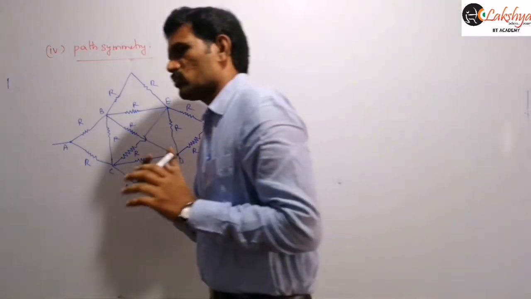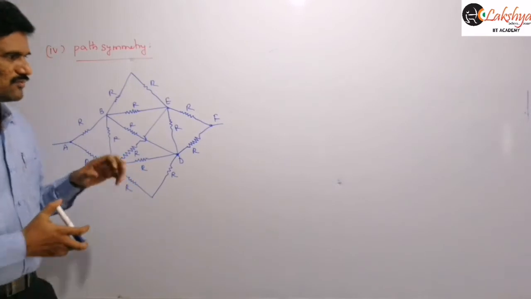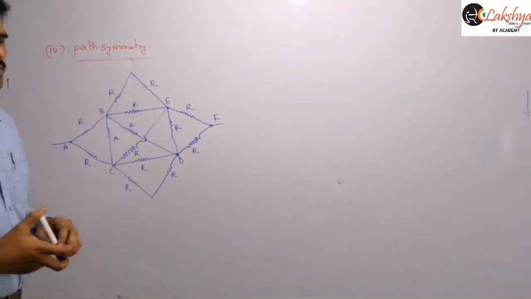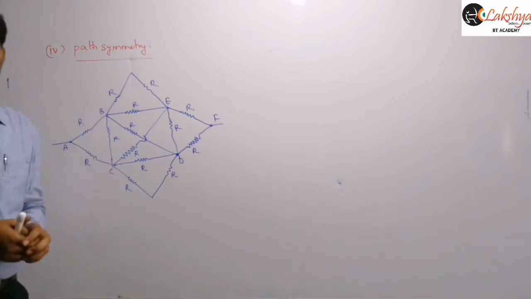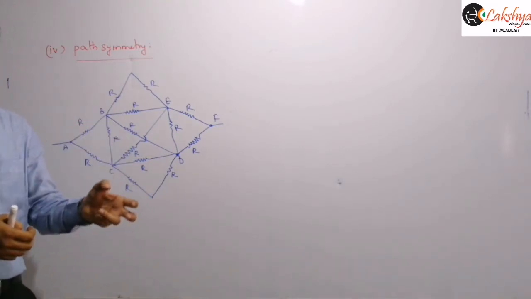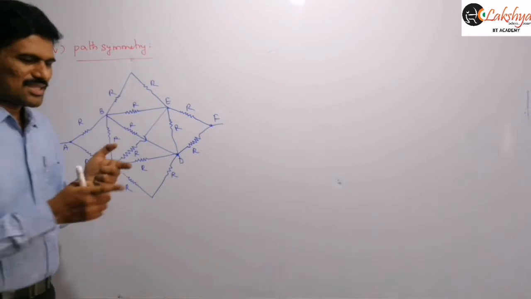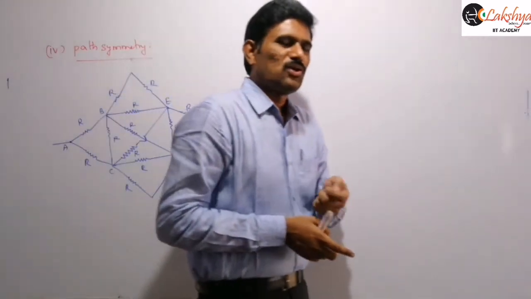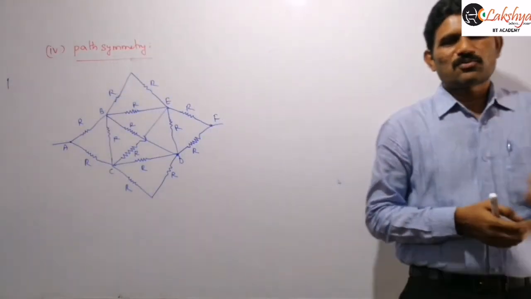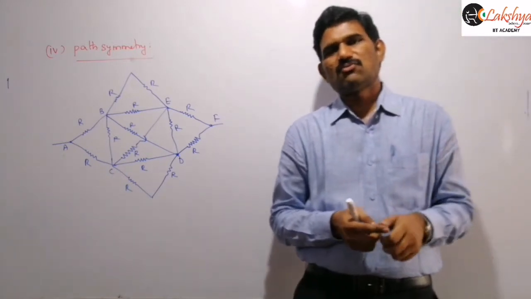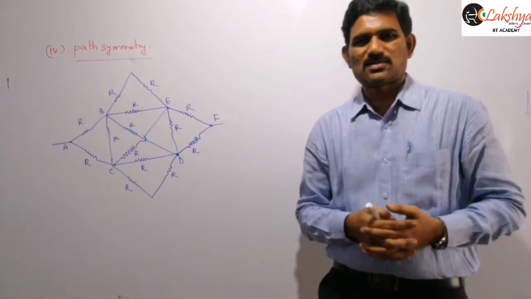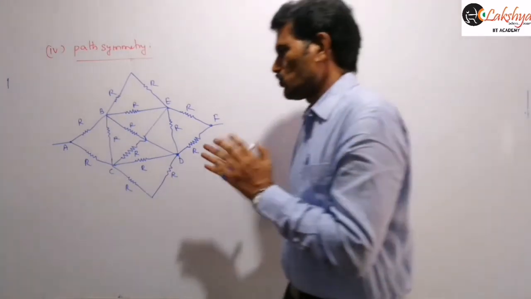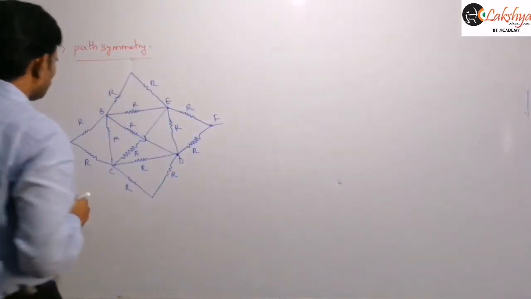The number of resistors must be the same, and the configuration of the resistors should also be the same. Then the same amount of current will flow through the identical paths. If you are able to identify the identical paths, as the same amount of current is flowing through them, you can easily identify the equipotential points. Once you identify the equipotential points, then you can reduce the circuits as we discussed in perpendicular symmetry, right? So this is also most useful, so listen to it carefully.